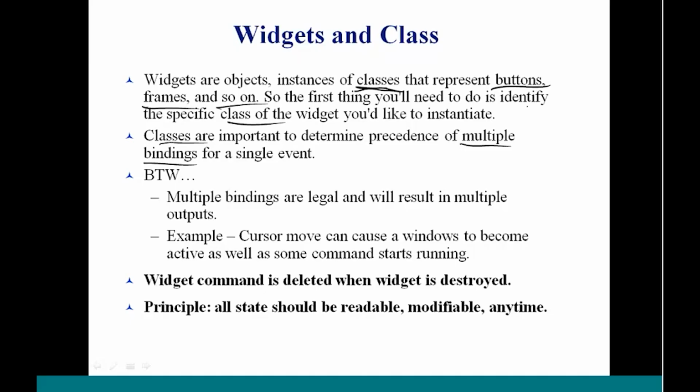By the way, multiple bindings are legal and will result in multiple outputs, which is also perfectly okay. For example, a cursor move from one place to another can cause a window to become active, as well as some command to start running within that window. Both are activated and running simultaneously, which is perfectly okay. Sometimes we want to be specific, which is something we covered in the last lecture.